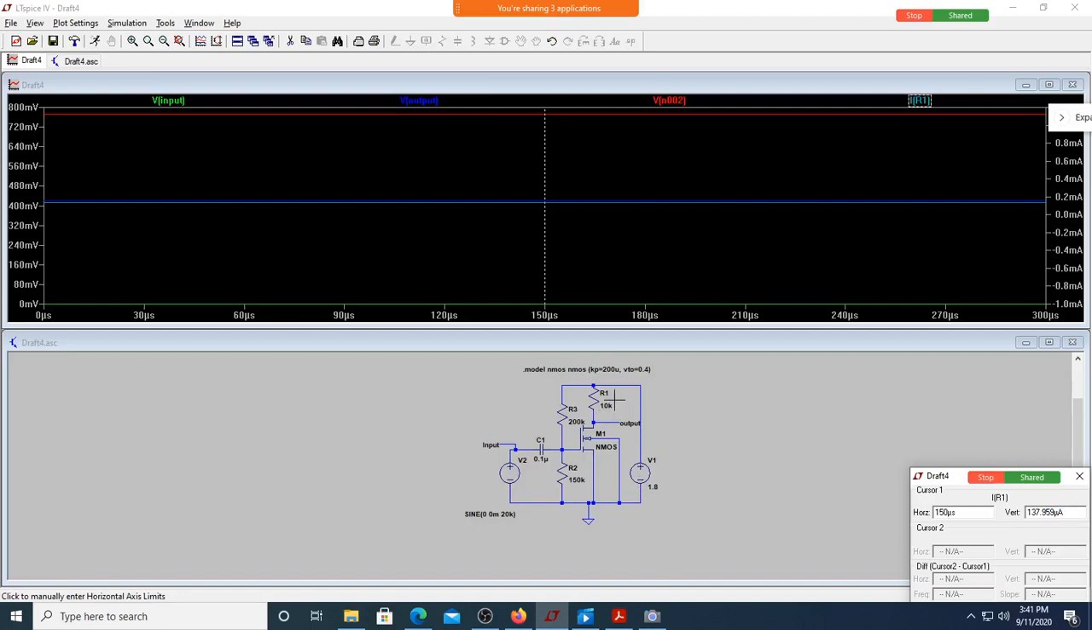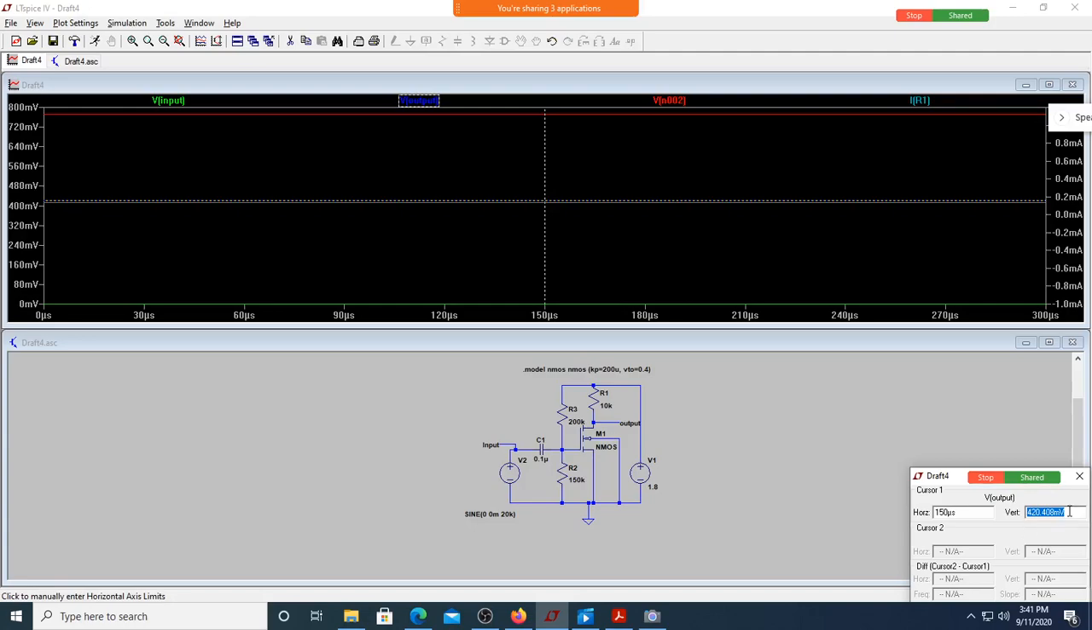Drop across this. VDD minus the drop happens to be how much? How much is your V output? Where is V output? This is V output. How much is V output? 420 millivolt. Correct?